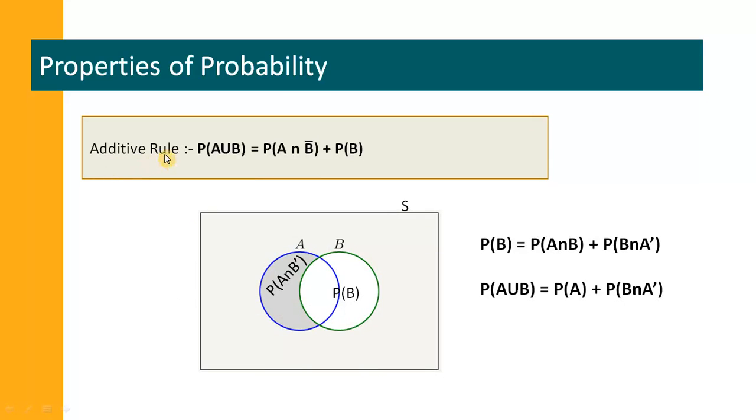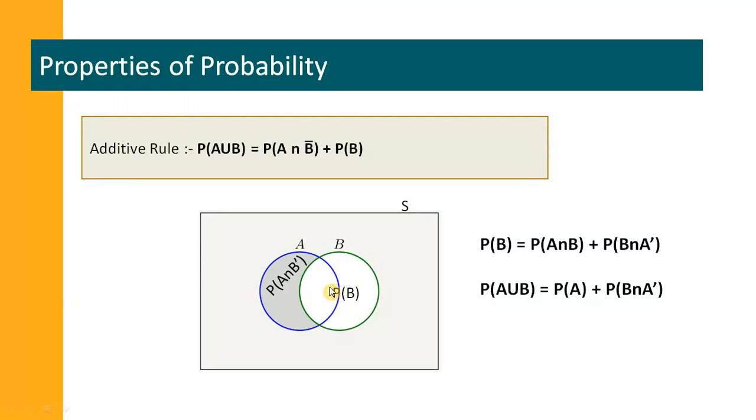Then comes the additive rule. P of A union B equals P of A intersection B complement plus P of B. I will explain this rule using the picture. See here, A and B are two events in the sample space. So the shaded portion is A intersection B naught, that is the portion of A where B is not coming, or we can say the portion of A that is outside of B. And the white portion is P of B. So P of A union B equals this P of A intersection B naught plus P of B.